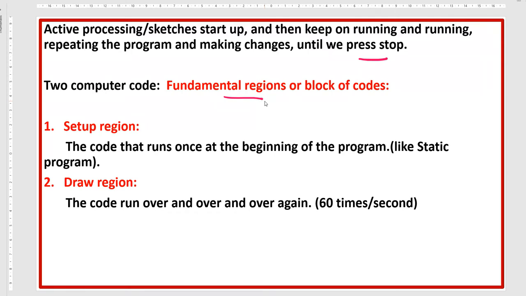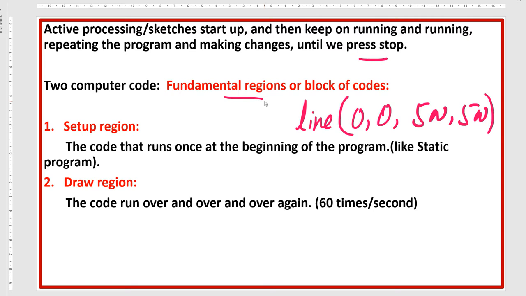Now what is the difference between the setup region and the draw region? The code that runs once at the beginning of the program, like a static program, you have to write in the setup region. Suppose you want to write the function or command for a line, and our line should start from the origin and touch the end. You have to write it like this. If we run this function, you will see only one line. This is the static function.